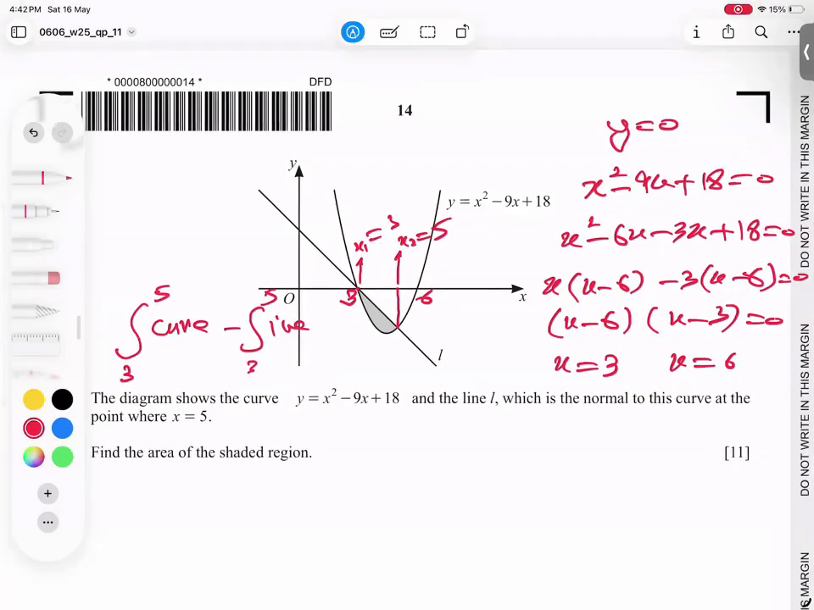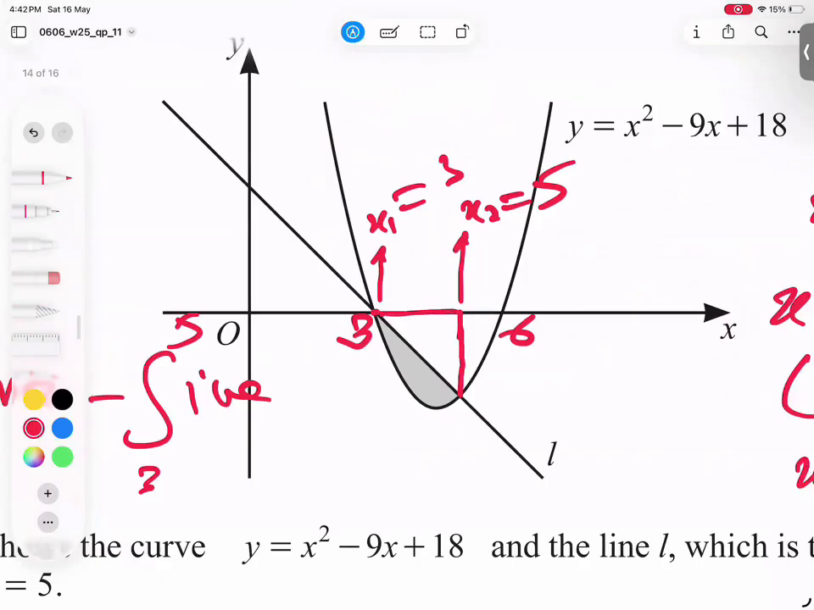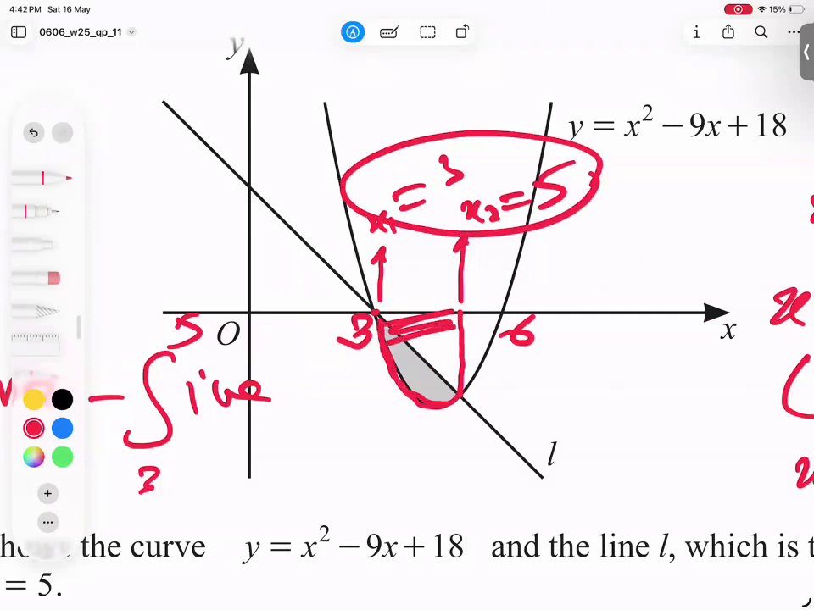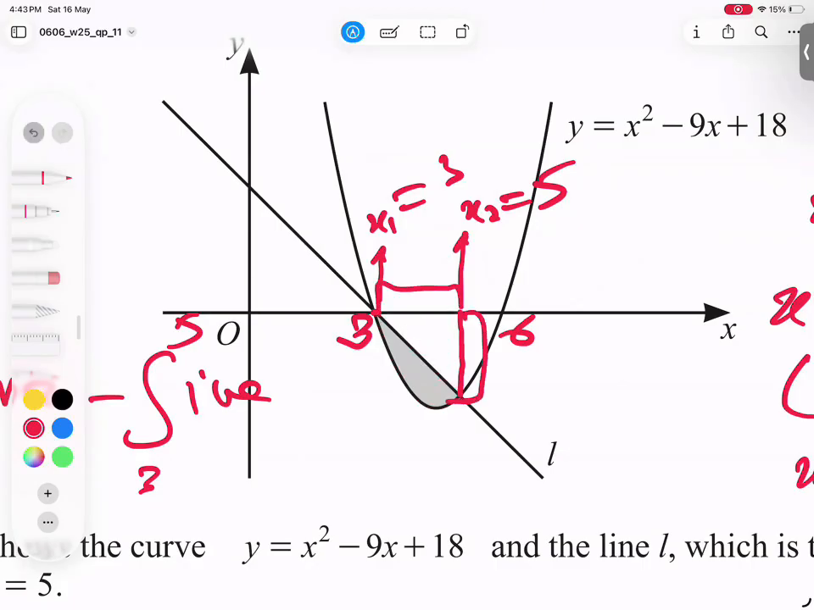Okay, we have one choice, curve minus line. Second choice, I can find the area of the triangle separately and then subtract it from the area under the curve. For example, if I integrate the curve equation with limits 3 to 5, I'll get the full area. And from the full area, subtract which area? The triangle area. The base is 2, and the height I need to find. How to find the height? Because at this point, what is the x value? 5.